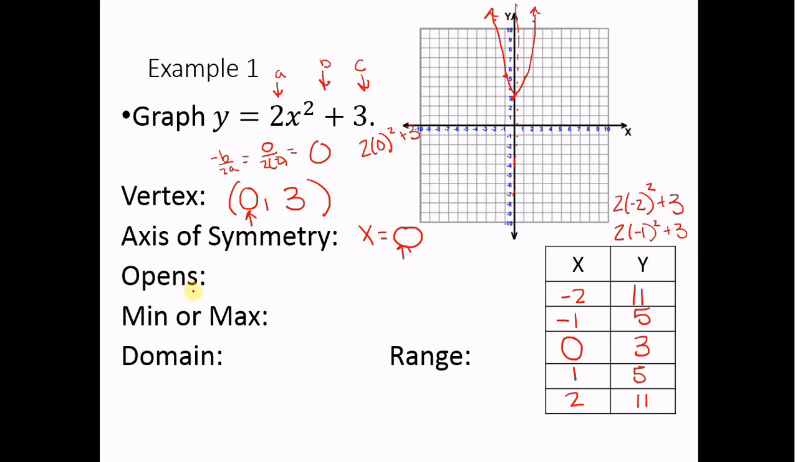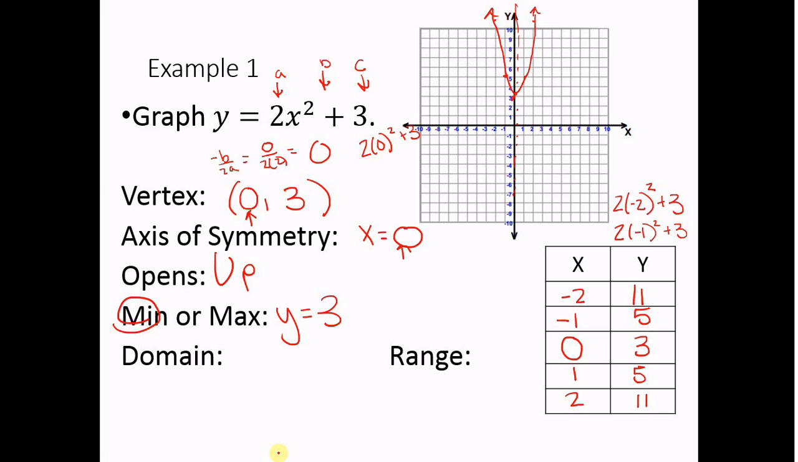Now, does this open up or down? What kind of parabola? Is this going upwards or downwards? It's going up, right? So it's going to open up. Now, do I have a minimum or a maximum? I have a min, right? And my min is y equals, the lowest value on my parabola in the y values is 3. So y equals 3. Now, here we get to something called domain and range.